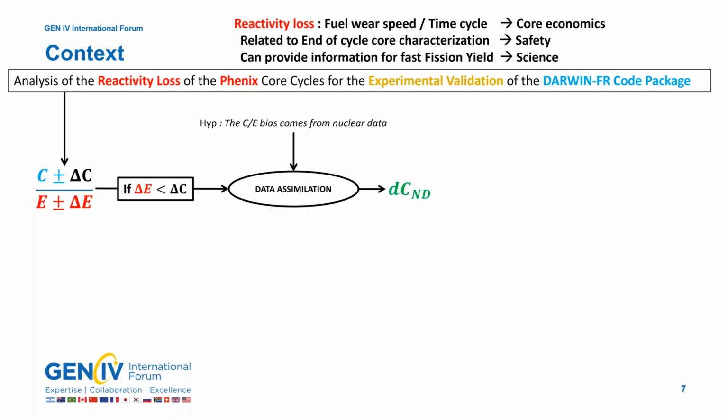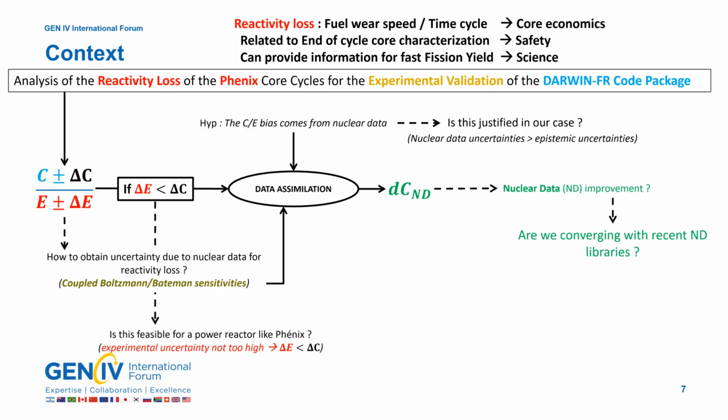So the structure of the presentation will be then to explain how to compute the reactivity loss with which scientific computational tool. These tools will be the DARWIN-FR code package. We will then need to interpret, to determine the experimental value and the uncertainty of the reactivity loss for our experiment, which is the Phenix core cycles. And during all this VVUQ process, we need to know what the nuclear data uncertainties are. For that, we will need a specific formalism.